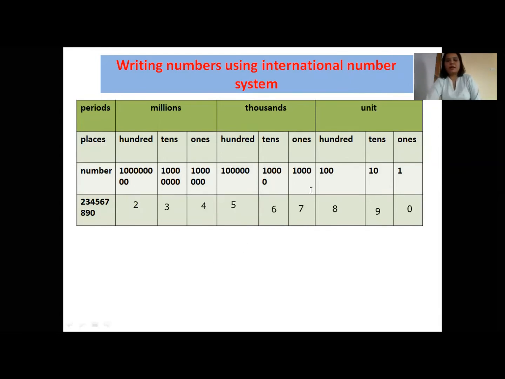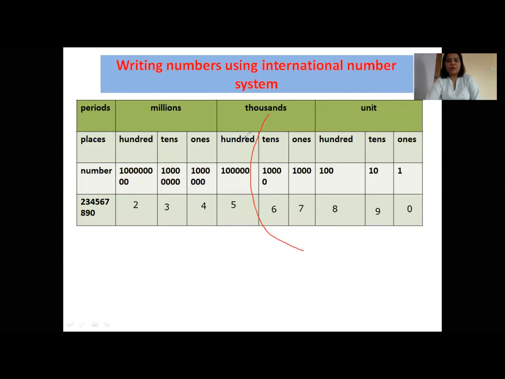Now we can clearly see the place value of the digit in the number. The place value of 0 is ones, 9 is tens, 8 is 100, 7 is 1000, 6 is 10,000s, 5 is 100,000s, 4 is 1 million, 3 is 10 millions, and 2 is 100 millions. So we have the same place value in both the systems till 10,000s. But after 10,000s, we have a different place value for the number.